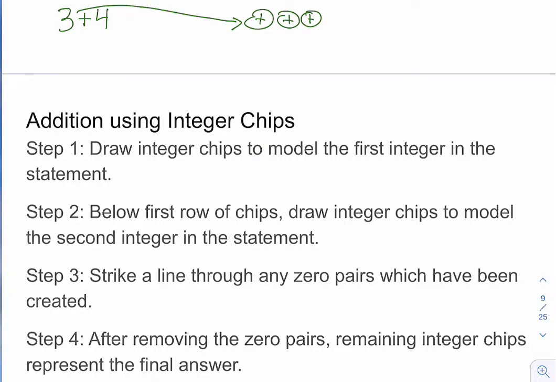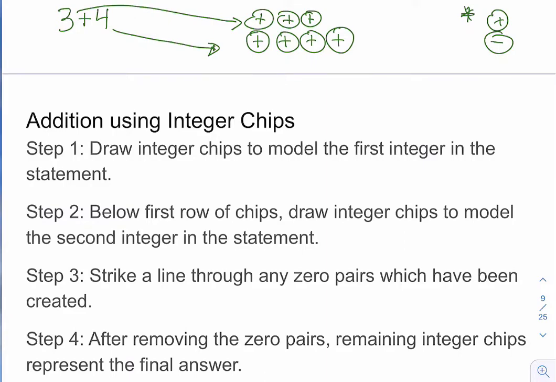Next, step 2 says below the first row of chips, draw integer chips to model the second integer in the statement. So now I have my 3 positive chips and I'm adding the next integer to it, which is 4. So my next line is going to be 4 positive chips. Now I have drawn chips representing both integers. The third step says strike a line through any zero pairs which have been created. Remember, a zero pair is a positive chip and a negative chip. Looking at our chips, do we have any zero pairs? We do not. So in this instance, we don't need to strike a line through any.